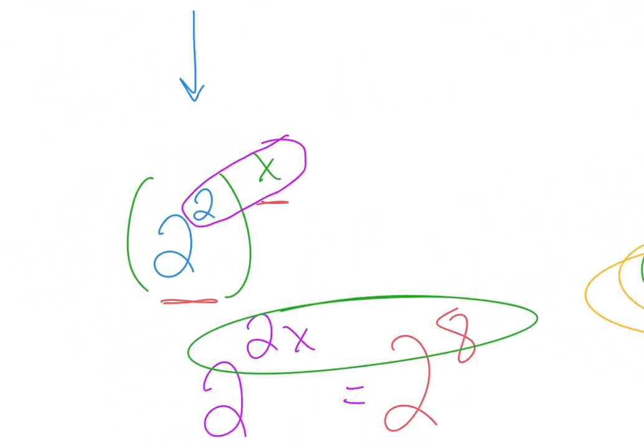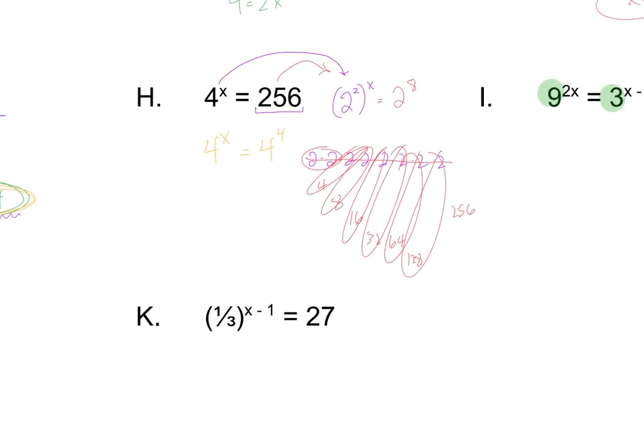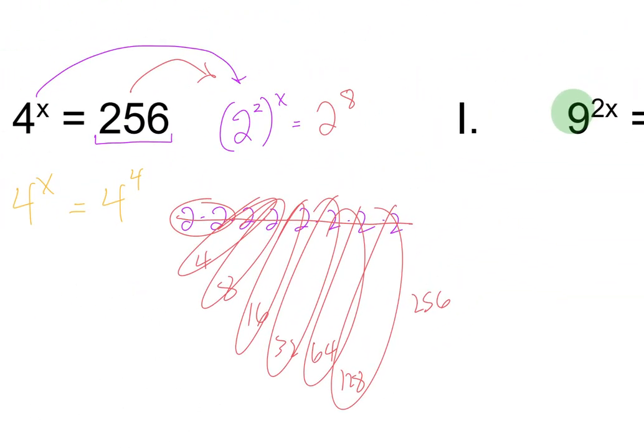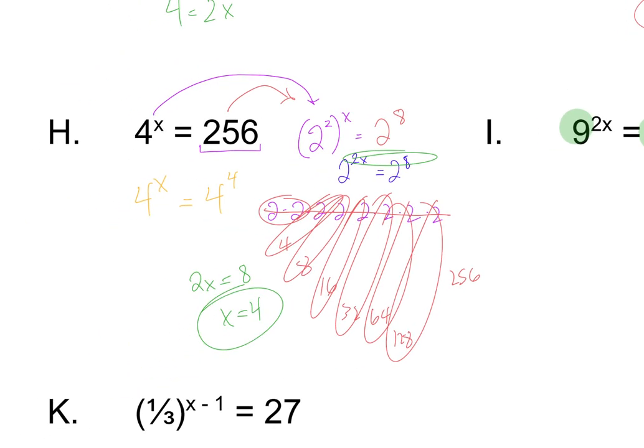2 to the second power to the x power, you would get 2 to the 2x power, right? So check this out. Let's switch colors here. We would get 2 to the 2x power equals 2 to the 8th. You ignore the bases. You focus on the exponents. 2x equals 8. X must equal 4. Now, wait a second. Do you have to do this?